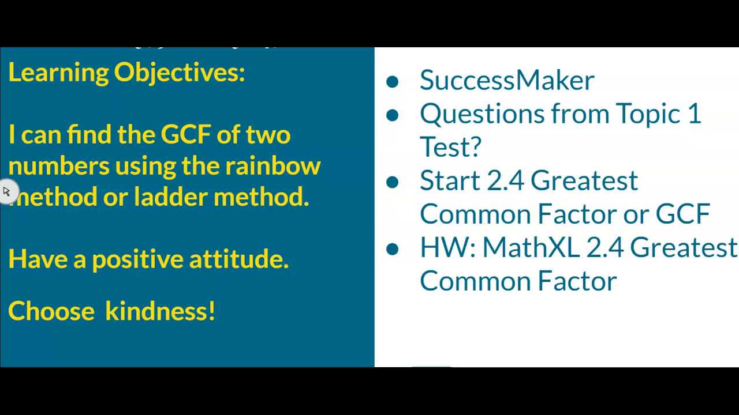All right, our learning objective today, our goal says, I can find the GCF. What's GCF? Elian? Nice, greatest common factor. Using the rainbow method or ladder method? What's rainbow method? What is ladder method? Raise your hand if you've heard of the terms GCF, greatest common factor, rainbow method, or ladder method. Just raise your hand if you've heard of any of that before.